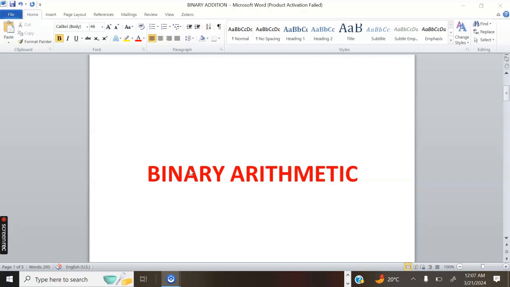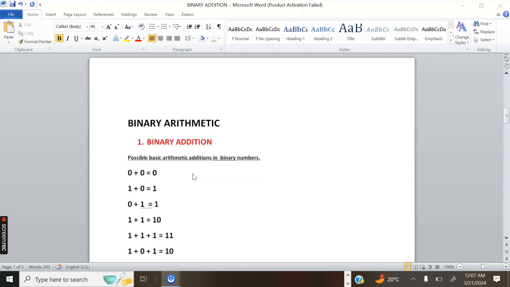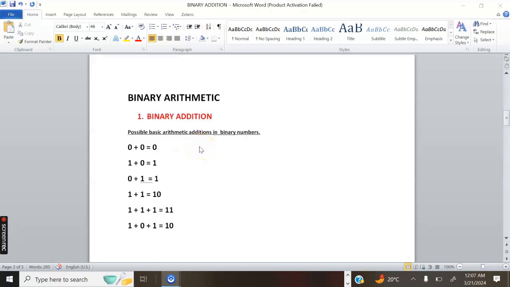In this particular tutorial, I'm going to take you through binary arithmetic. We need to remember that a computer processes data by performing arithmetic operations: addition, subtraction, division, and multiplication. Subtraction is carried out through complementation, while for division and multiplication we use the shifting method. For this specific video, I'm going to show you how to add binaries and also how to subtract.